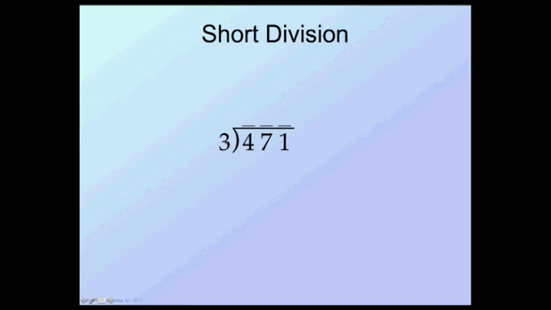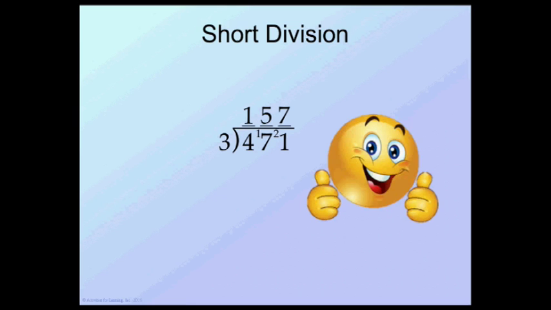Then we're going to start out by saying 3. How many 3's go into 4? It's actually 400, but you can say 3 goes into 4 how many times? 1. And how many left over? 1. And I'm going to put the 1 right there. 3 goes into 17. How many times? 5. And how many left over? 2. 3 goes into 21. 7 times. There's your answer. Isn't that awesome?